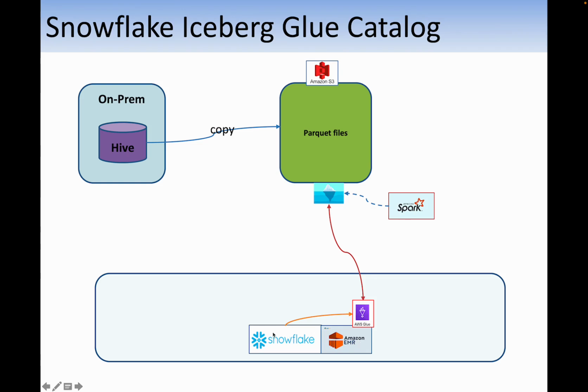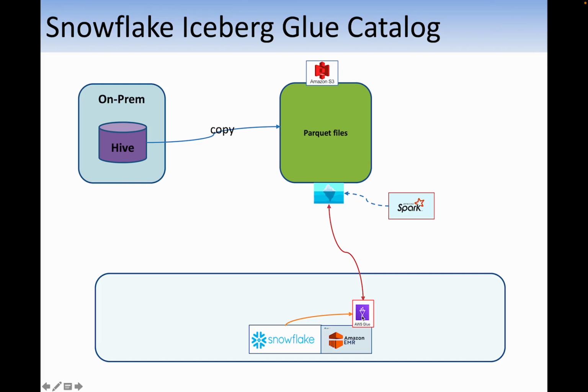Since we did the integration, that means Snowflake is reading your Iceberg table via Glue. So Glue is giving the location of your Iceberg table. Glue is not the engine, right? This is just the location. Snowflake is your engine. So what Snowflake does is it gets your Iceberg table via Glue, then reads your data directly from the S3.